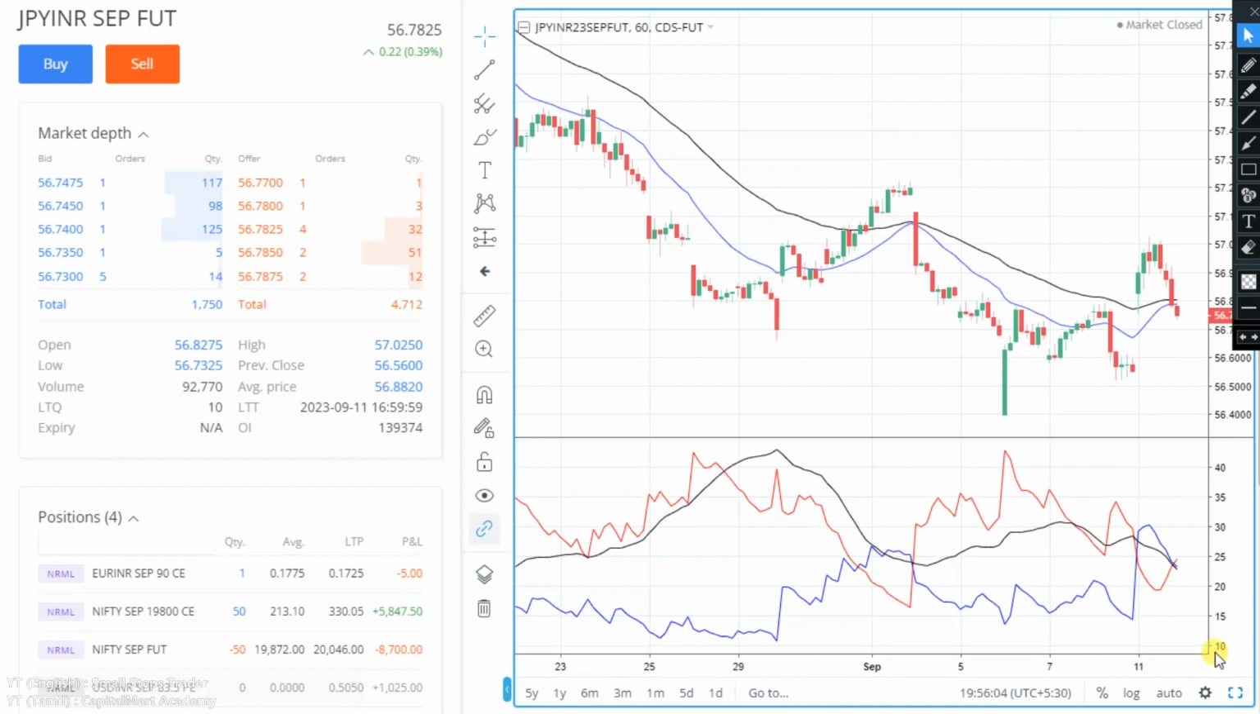If you see the positional, this is in an indecisive stage. If you see the DMI, both are above the 20 line mark, and the close happened below both the EMAs. So it is very much indecisive. So we have to wait and see before taking a position.